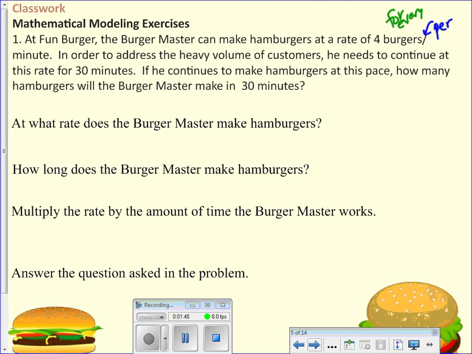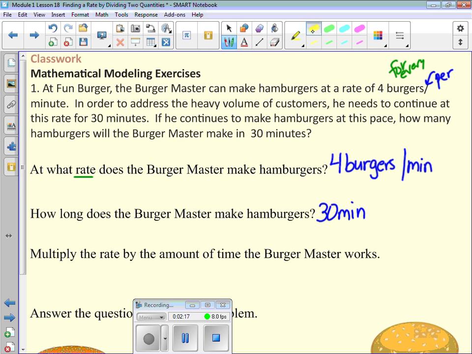All right, so first of all, let's just start by talking about the rate. What is the rate that he can make hamburgers? What is the rate? 4 burgers per minute. Okay, you're not writing this down yet, we're just talking about it. So how long does he have to make the hamburgers? 30 minutes. Okay, now this is the part that I want you to write into your notes because these are the steps or the process, the information that you need to solve.